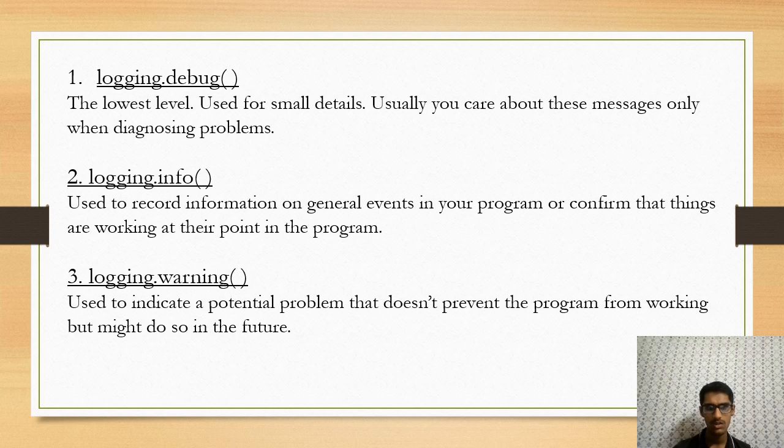Second is logging.info. Use it to record information on general events in your program or confirm that things are working at their point in the program. The third is logging.warning. It is used to indicate a potential problem that doesn't prevent the program from working but might do so in the future.